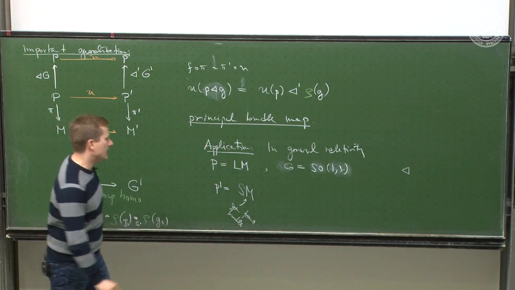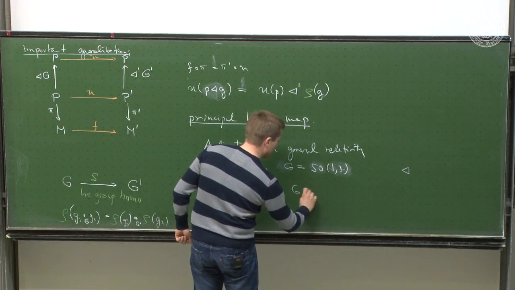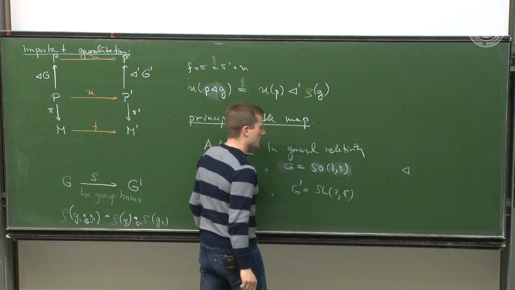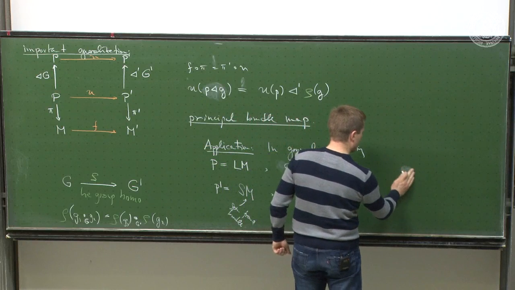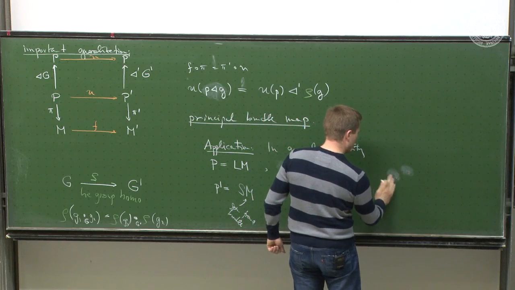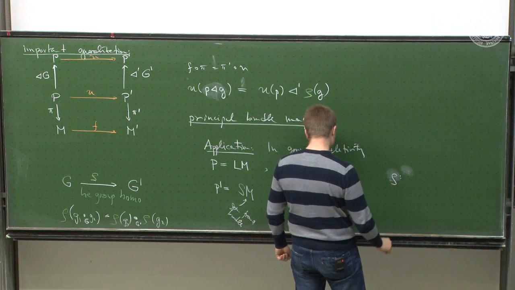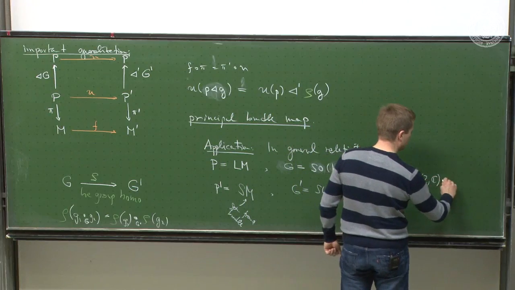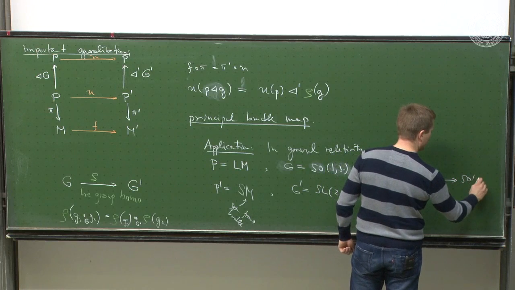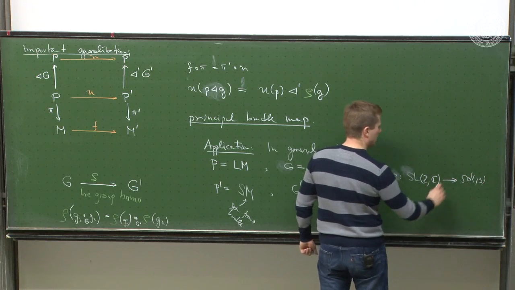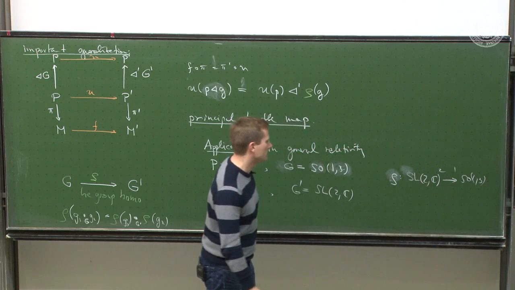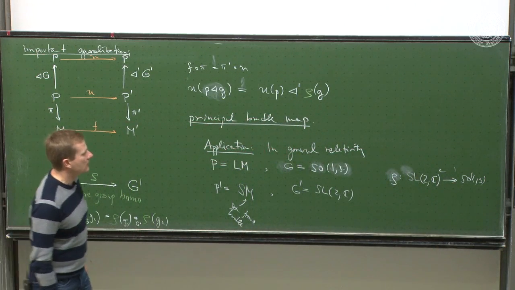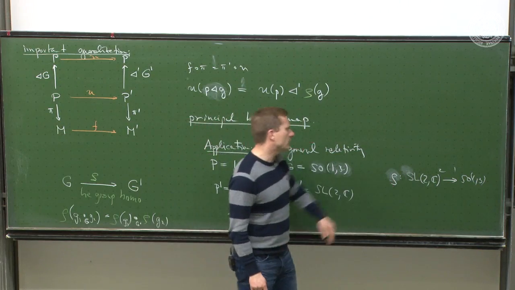Right? And there you let the group G prime act, which is SL2C. And indeed, there is a rho map that takes you from SL2C over to SO13, right? And it's a 2-to-1 map. Right. Okay. And we'll come back to this.